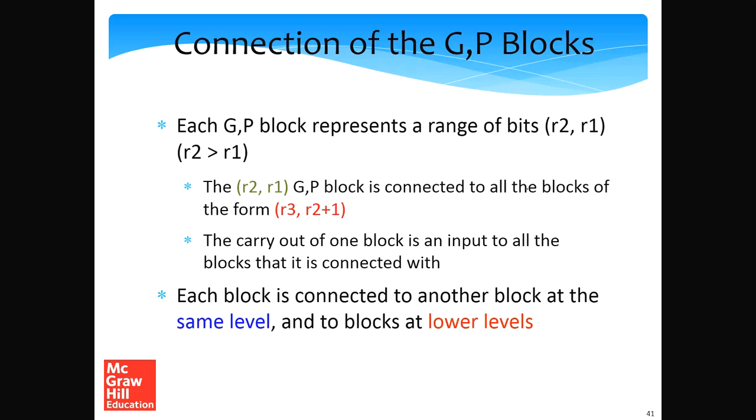So keeping this in mind, let me once again explain this in a textual way. See, each GP block represents a range of bits R2, R1 to R2, where R2 is greater than R1. So the R2, R1 GP block is connected to all the blocks of the form R3, R2 plus 1. And to avoid extra connections, we can assume that these blocks are at a lower level. So the carry out of one block is an input to all the blocks that it is connected with. And each block is connected to another block either at the same level or at lower levels, as we discussed. Sometimes same level connections are also not necessary.